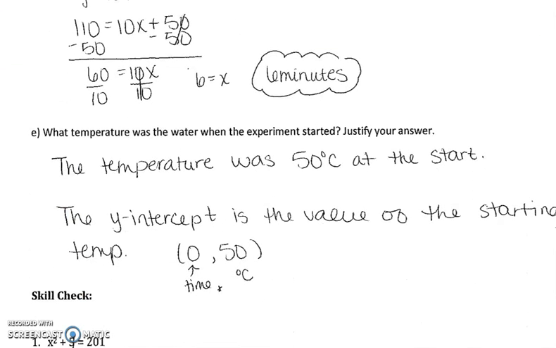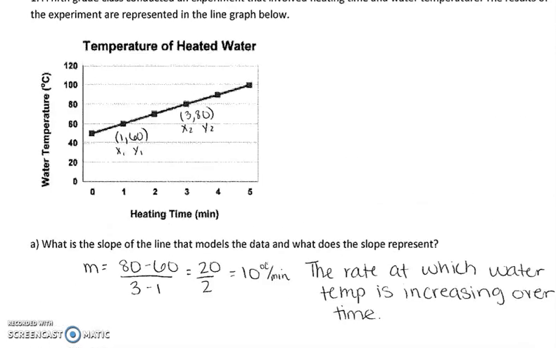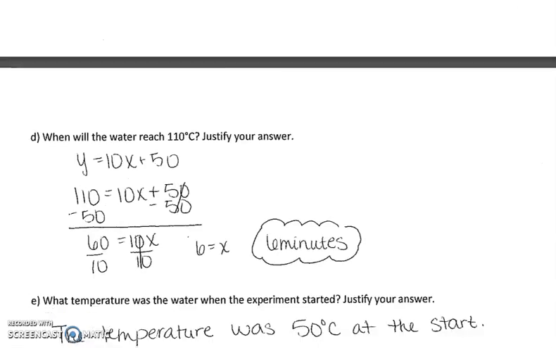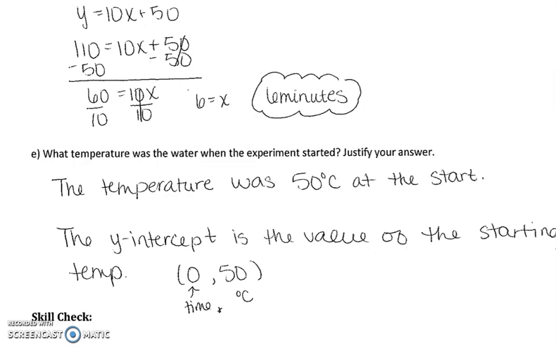What temperature was the water when the experiment started? Justify your answer. So you would go back to the graph and look at 0. From 0 you would go up. You would estimate a number somewhere between 40 and 60, so probably 50. That's where they're pulling it from. At time 0, that's when your experiment is starting. So the temperature was 50 degrees Celsius at the start.